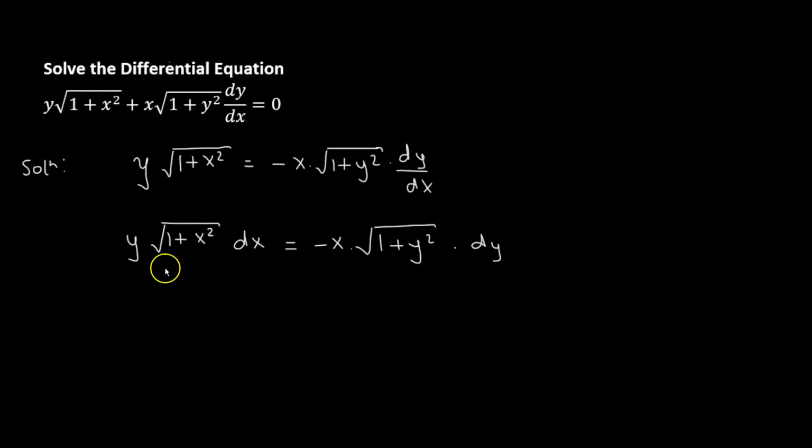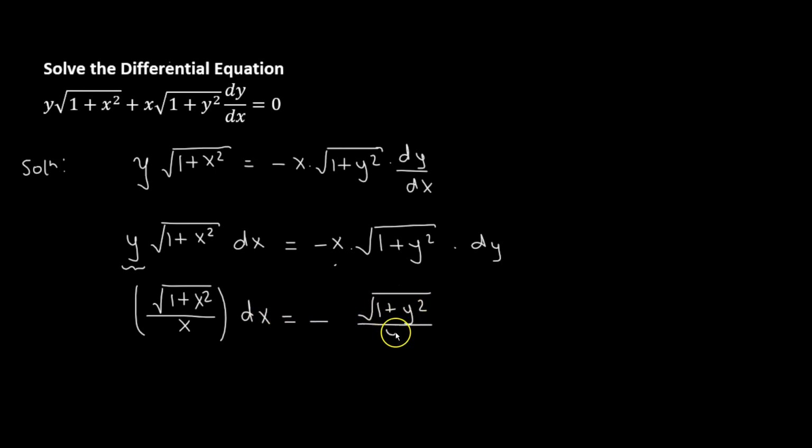Now we're going to divide. So we need to get rid of this y on the left hand side and x on the right hand side. So that means we'll divide both sides by x times y. So that will give us square root of 1 plus x squared, whole divided by x, multiplied to dx, equals negative square root of 1 plus y squared, whole divided by y, times dy.